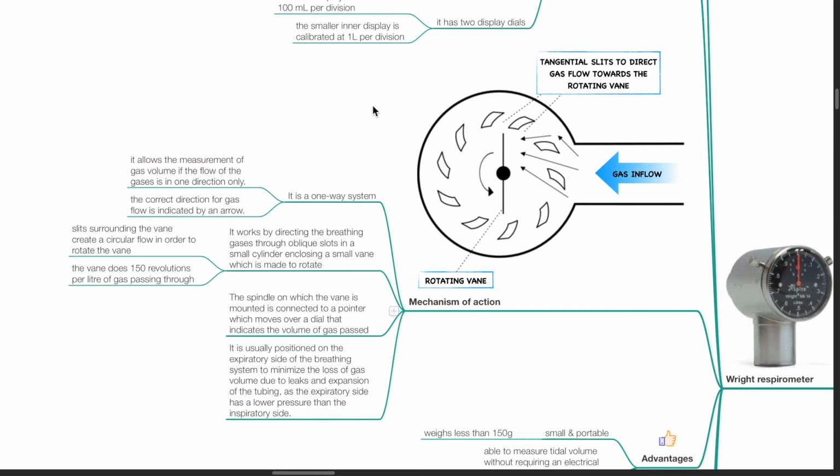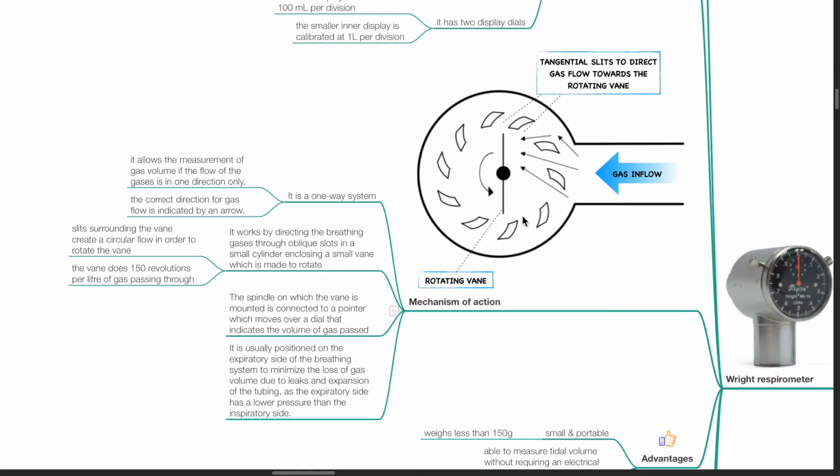Mechanism of action. It is a one-way system. It allows the measurement of gas volume if the flow of the gases is in one direction only. The correct direction for gas flow is indicated by an arrow. It works by directing the breathing gases through oblique slots in a small cylinder enclosing a small vane, which is made to rotate. Slits surrounding the vane create a circular flow in order to rotate the vane. The vane does 150 revolutions per liter of gas passing through. The spindle on which the vane is mounted is connected to a pointer which moves over a dial that indicates the volume of gas passed.